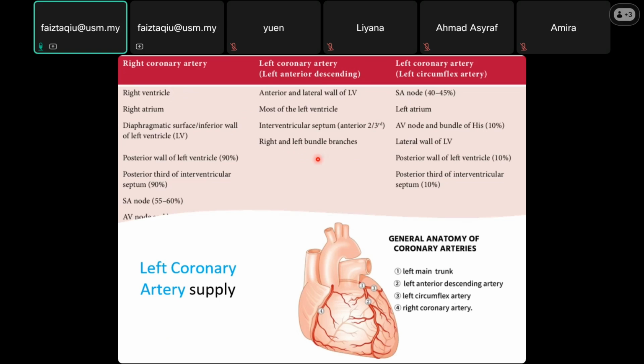The left circumflex artery also supplies the SA node, 40 to 45% of the time. So the left atrium, AV node and bundle of His 10%, lateral wall of left ventricle, posterior wall of left ventricle 10%, and then the posterior third of the interventricular septum 10%. So this is the general overview of the coronary arteries. Number 1 is the left main trunk, number 2 is the left anterior descending artery, 3 is the left circumflex artery, and then the right coronary artery.